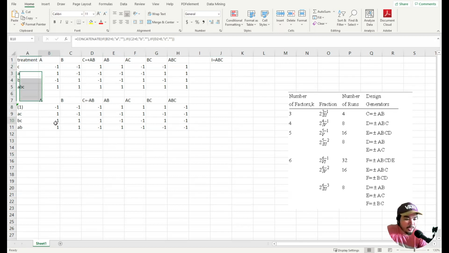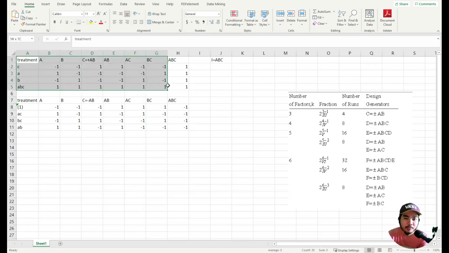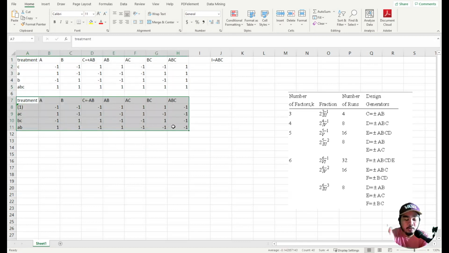Okay? So here it is. We have generated the two blocks. So these are our two blocks. We can choose either block because when we do the experiment, we can do this block or we can do this block. It wouldn't really matter which one we choose.